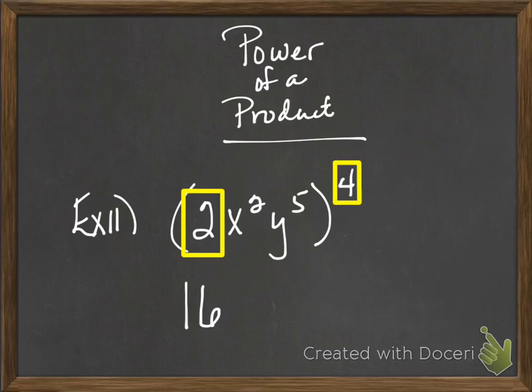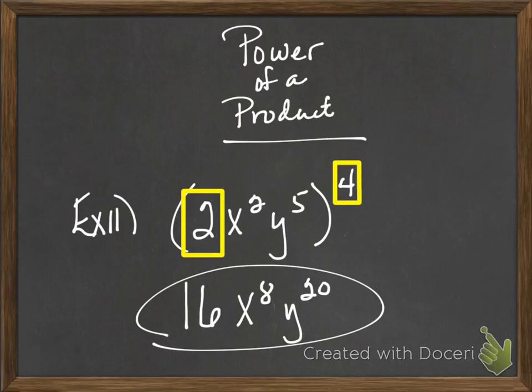All right? Then you can use your power to a power rule because on the x you are raising a power to a power. So then you're going to do 2 times 4 is 8 and have x to the 8th, and then you're going to do 5 times 4 is 20 and you're going to have y to the 20th. But the 2, the big 2, is not a power, it is a base. So you have to raise that base to the 4th power. All right, questions about example 11?